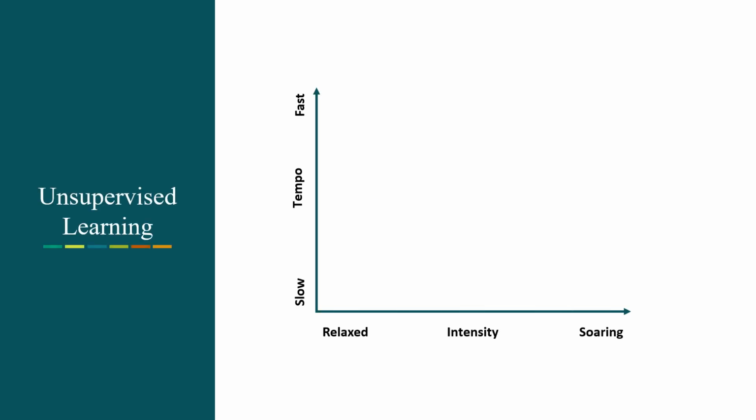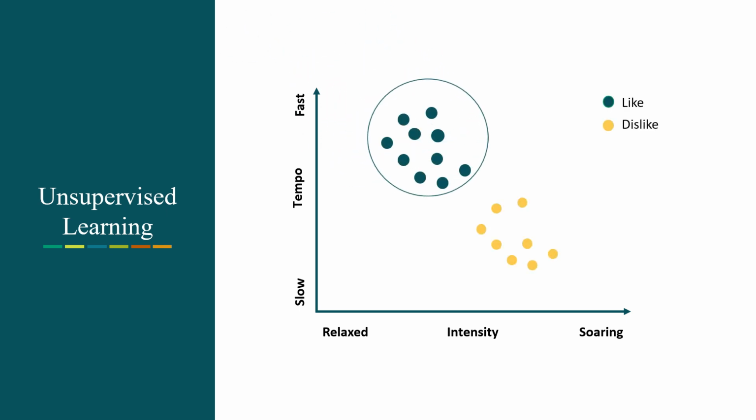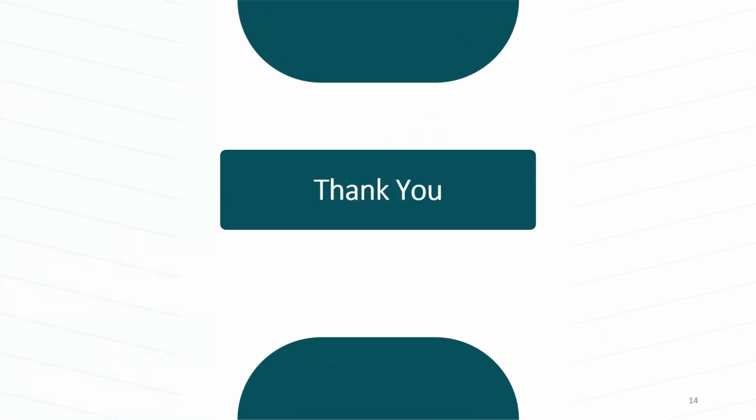So let's have a look at this. There are clearly two clusters, one with songs he likes and another with songs he dislikes. So by applying an unsupervised machine learning algorithm, it can be easy to predict whether John will like or dislike a new unseen song based on the vocals, tempo, intensity and genre. So this is the video about the comparison of supervised and unsupervised machine learning algorithms.